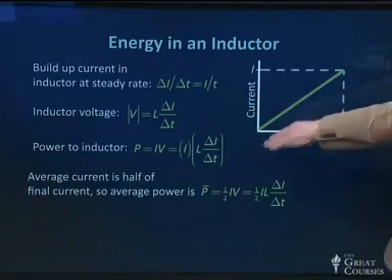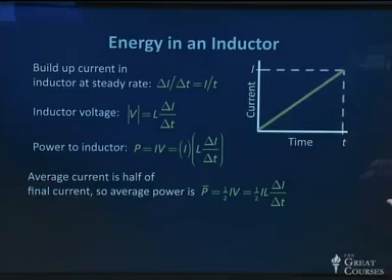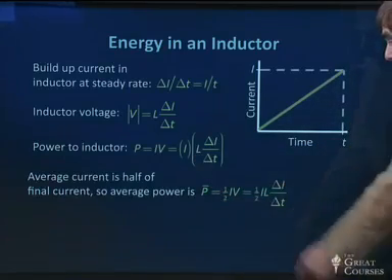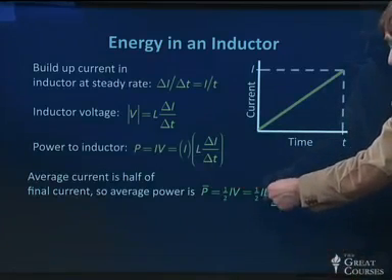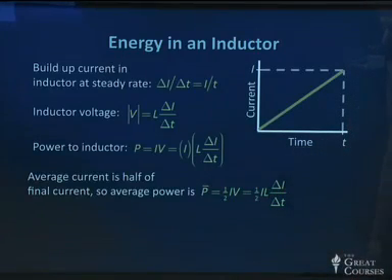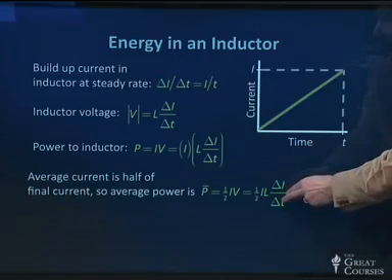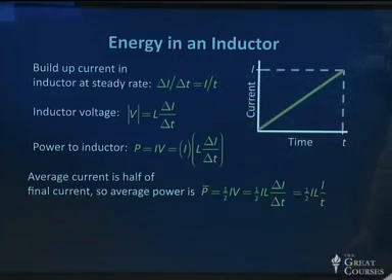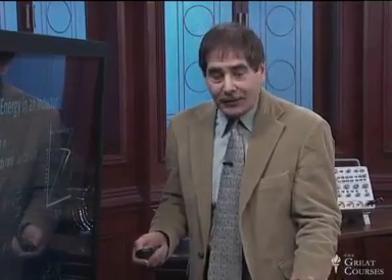The average current during this buildup is half the final current. So the average power, which I designate with that bar over the P, is half IV, which is a half I L delta I over delta T. But remember, with this steady buildup, delta I over delta T is the same as the final current over time. So there it is. So now let's ask how much energy got put into this inductor.